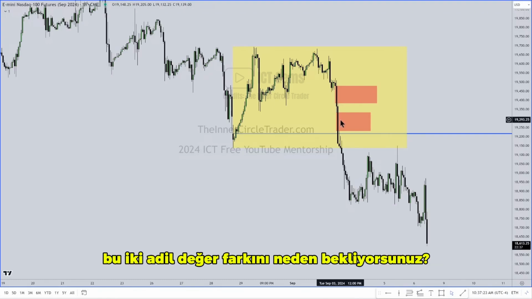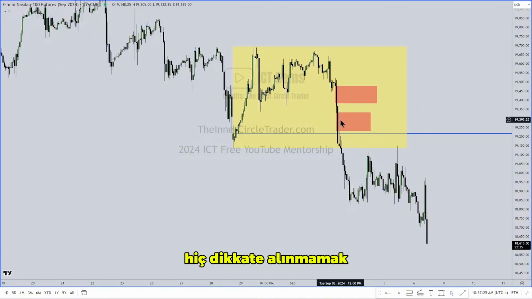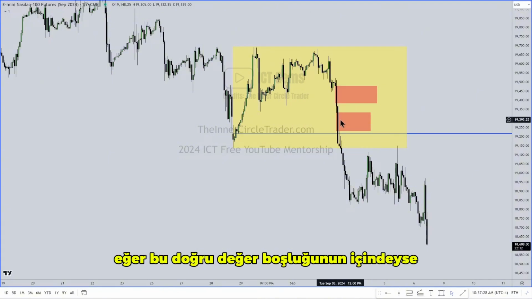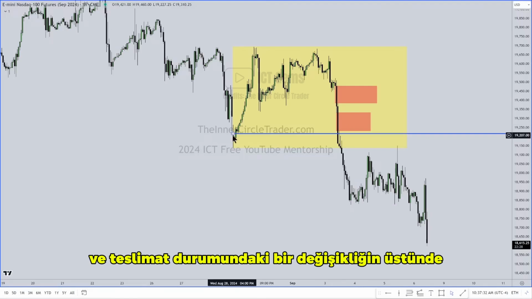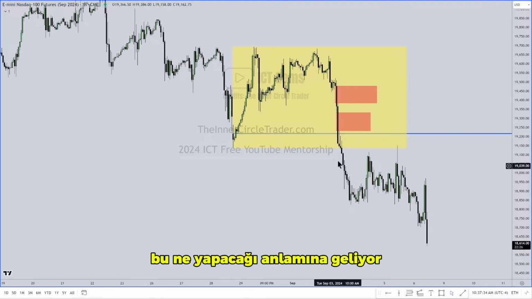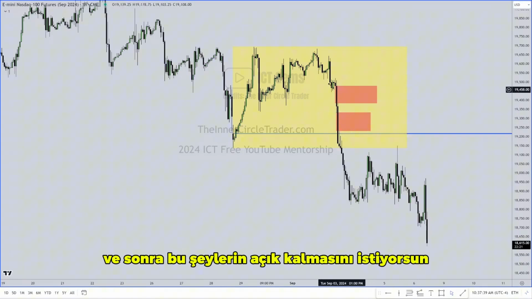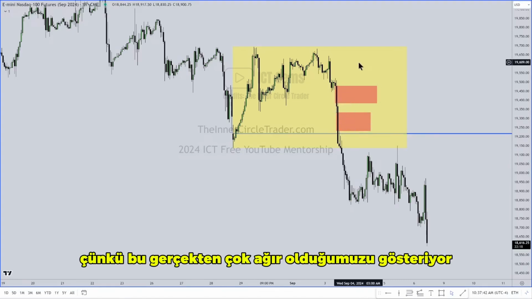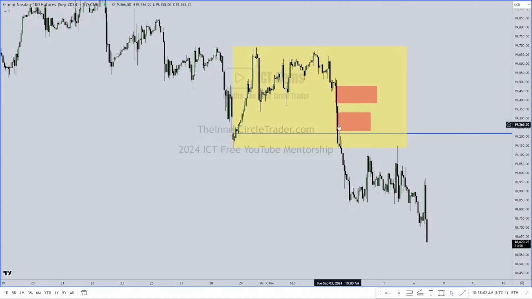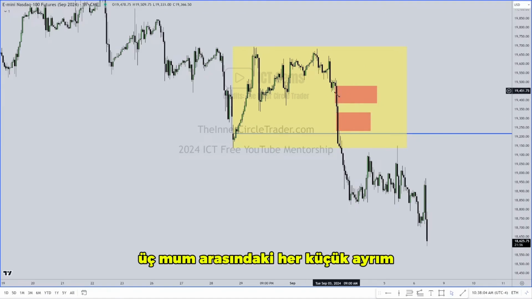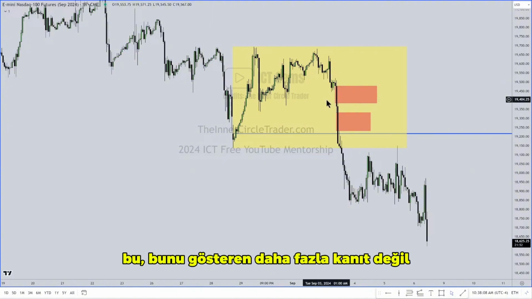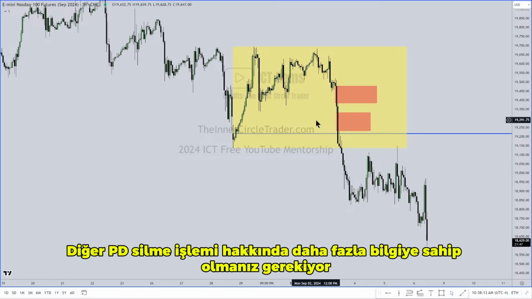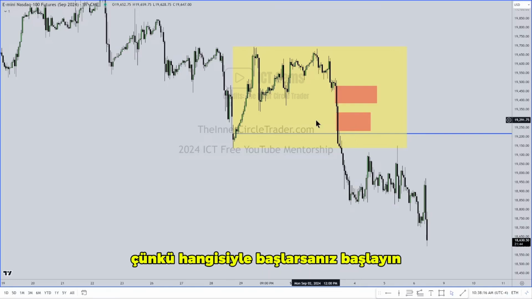Why would you expect these two fair value gaps to ever be considered at all if it's inside of that bearish fair value gap and it's above the change in the state of delivery? That means it's going to do what? It's just going to go into a little bit. And then you want to see these things stay open because that indicates that we're really heavy. Every little separation between 3 candles like this is not a fair value gap. It's not. This is further evidence that you have to have more intel about the other PD arrays because no matter which one you start with, it could be the breaker block.